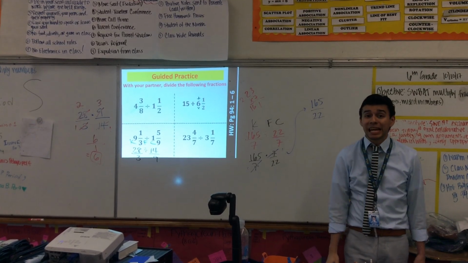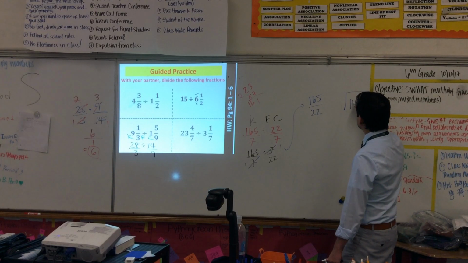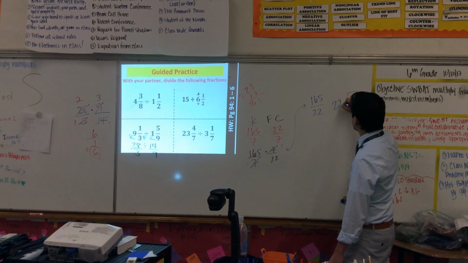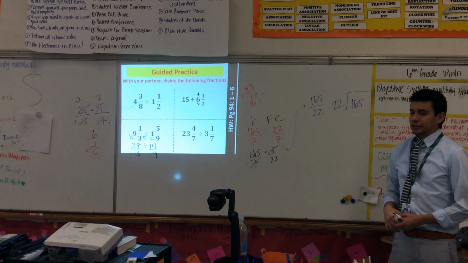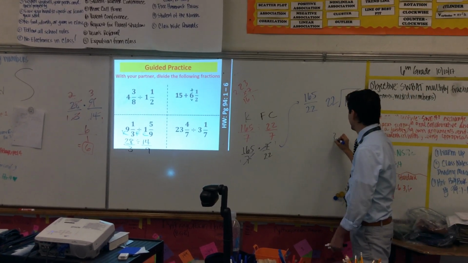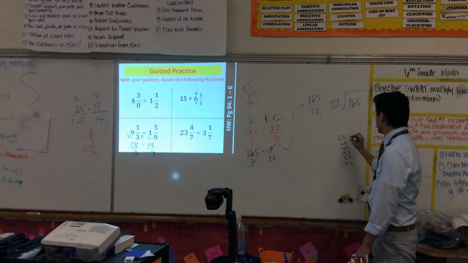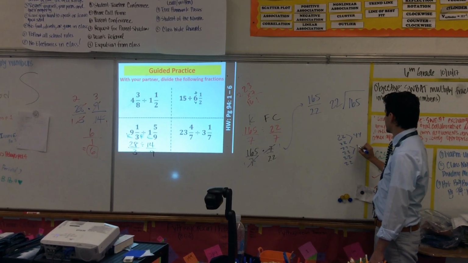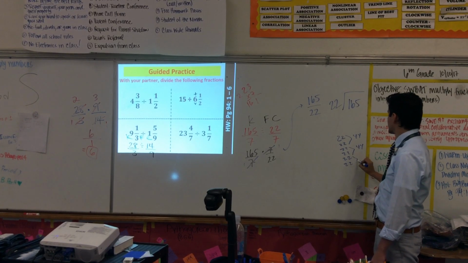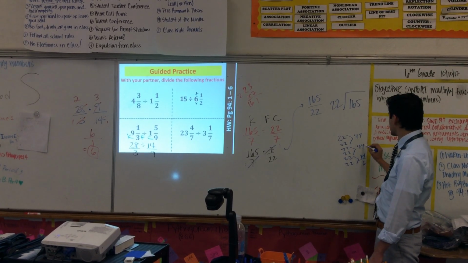That's an example of an improper fraction, so make it into a mixed number. Numerator goes in, denominator goes out. How many times does 22 go into 165? Let me just go the long way. This is 44. This is another 44. This is another 44. So that's what? 6. Oh, I'm sorry, that's 6.